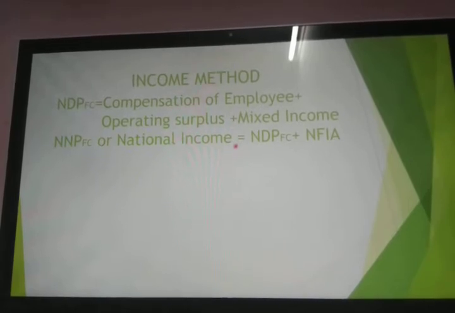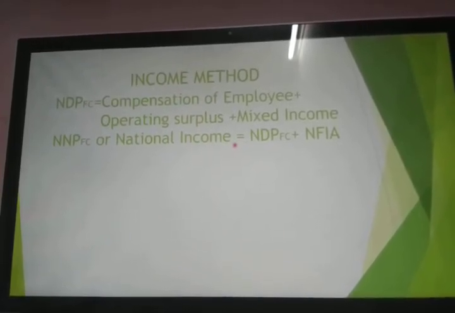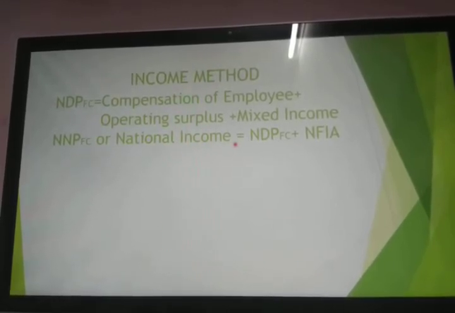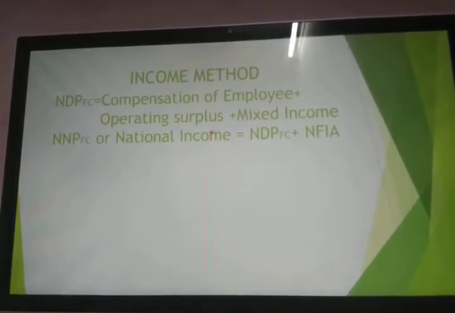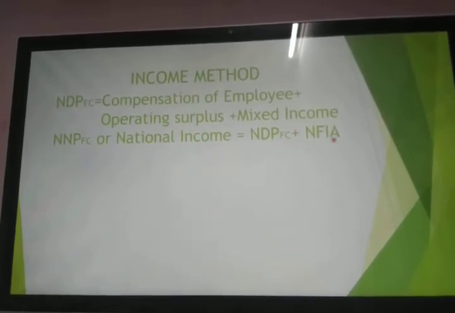If we have to calculate some other aggregates, then we do have to consider these 2 things. So remember, only 2 steps: compensation of employees plus operating surplus plus mixed income, we arrive at domestic income, and from domestic income plus NFIA, we reach national income. So this is your income method.